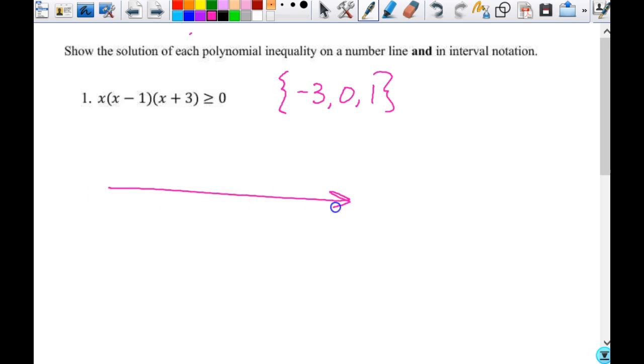Then my number line. Right, so here is negative 3. Here is 0. Here is 1. So are these open circles or closed circles? Closed. All right, so I'll start over here with a negative 4. If I plug in a negative 4, this would be negative. What would this one be? Negative 4 minus 1 is negative. And this would be negative. So negative times negative is negative.